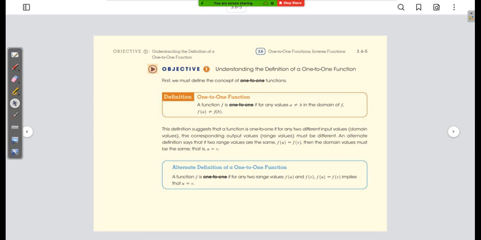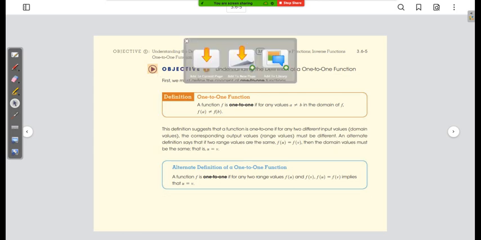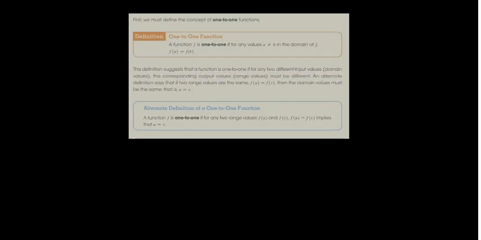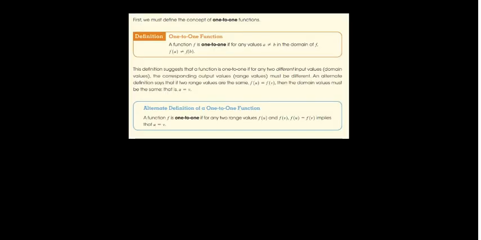Here we go. Now let's get to the rigorous definitions. This I definitely will read. A definition of a one-to-one function: a function f is one-to-one if for any values a not equal to b in the domain of f.